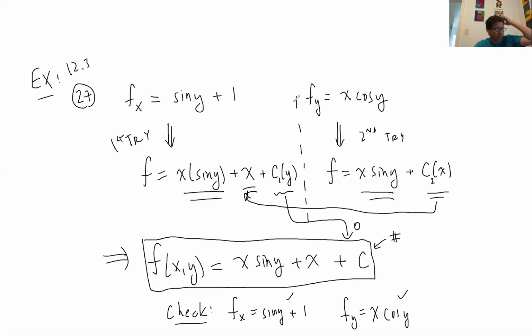So building this stuff backwards gets harder. It can be a little trickier if these functions aren't so nice.